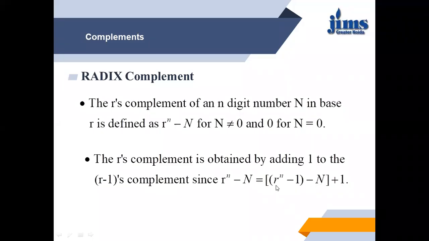So what we do, we first calculate the r minus 1's complement, and the r minus 1's complement is simply obtained, in case of a decimal number, by subtracting each digit from 9. In case of a binary number, just interchange the zeros by 1 and ones by zeros. In an octal number, each digit is subtracted from 7. In a hexadecimal number, each digit is subtracted from 15. So find the r minus 1's complement and just add 1.